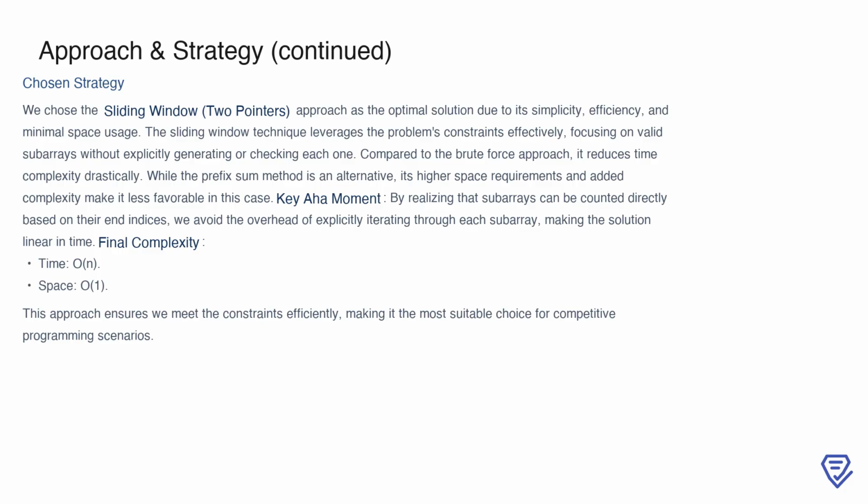The key insight here is recognizing that subarrays can be counted directly by utilizing their end indices, eliminating unnecessary overhead. This realization allows us to achieve a linear time complexity of O(n) and a constant space complexity of O(1), ensuring the solution is optimal for the given constraints.